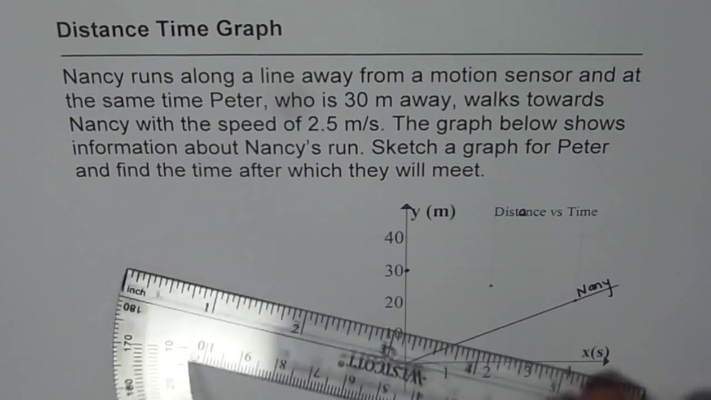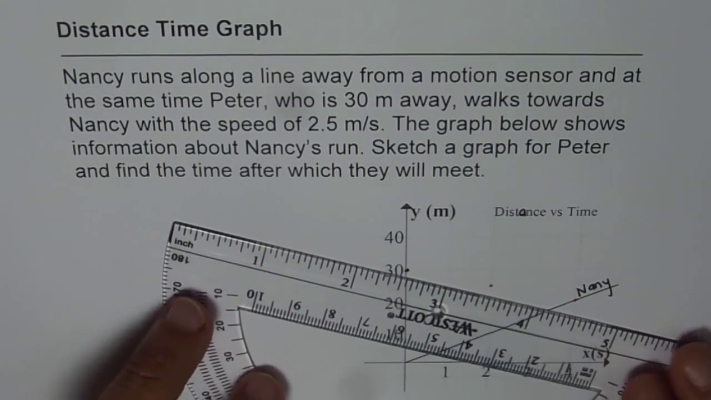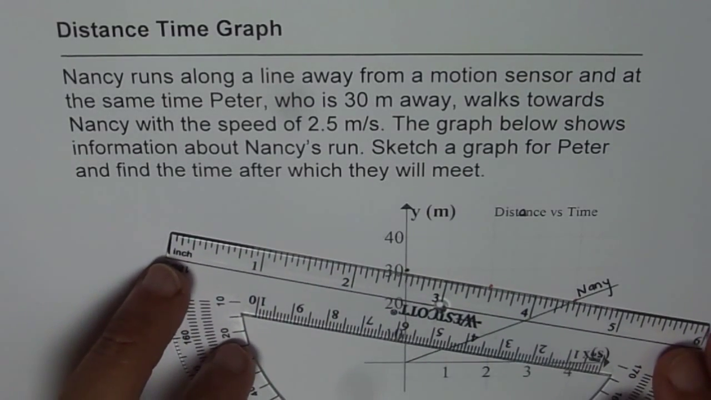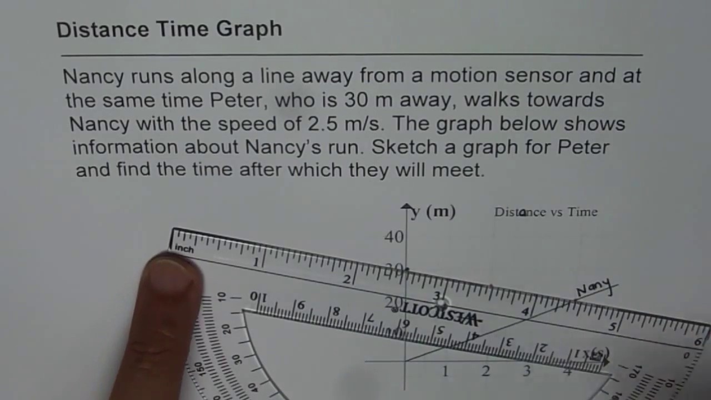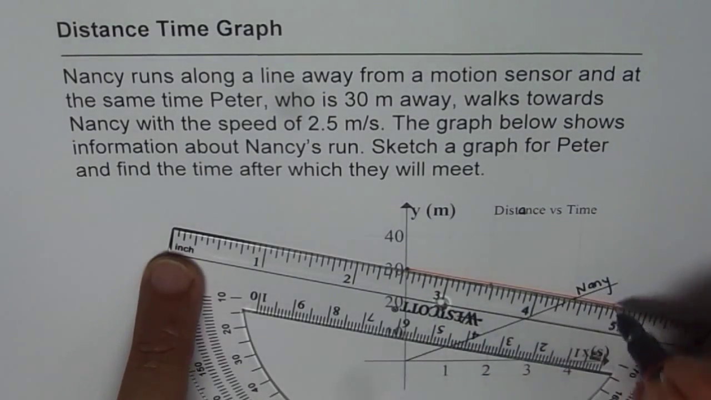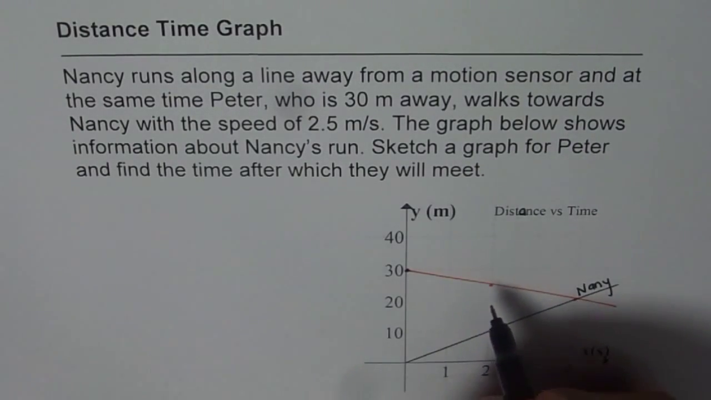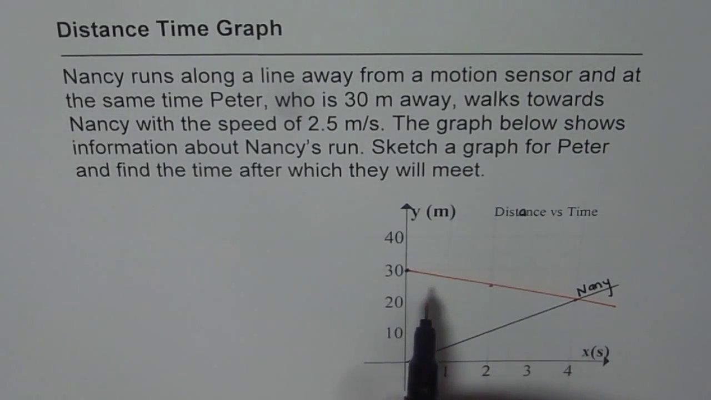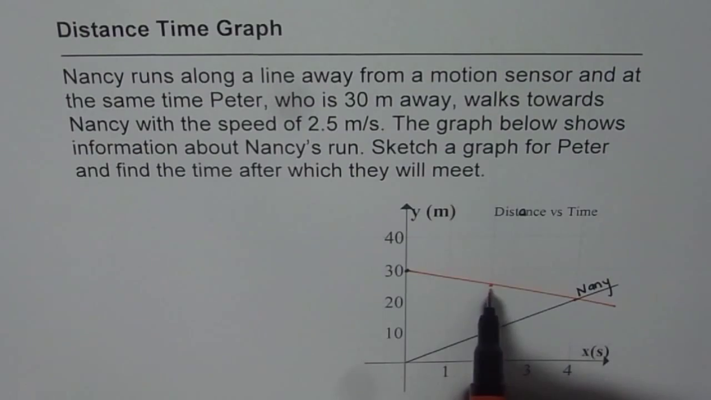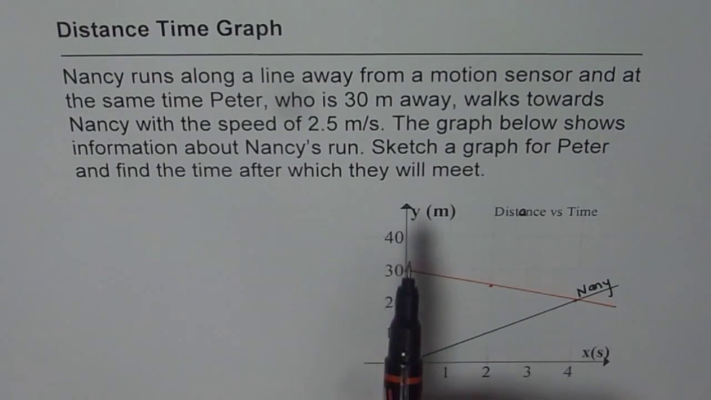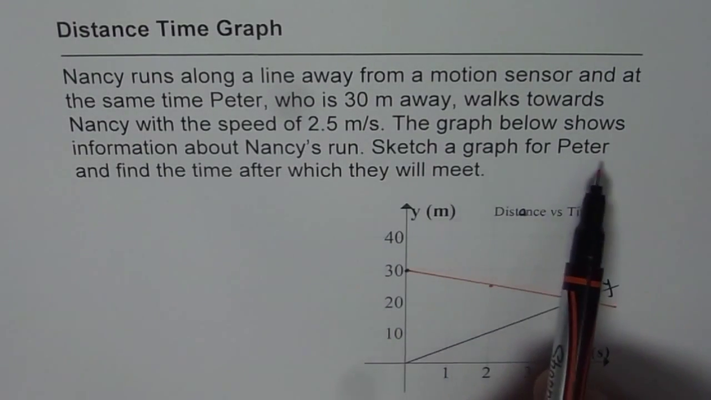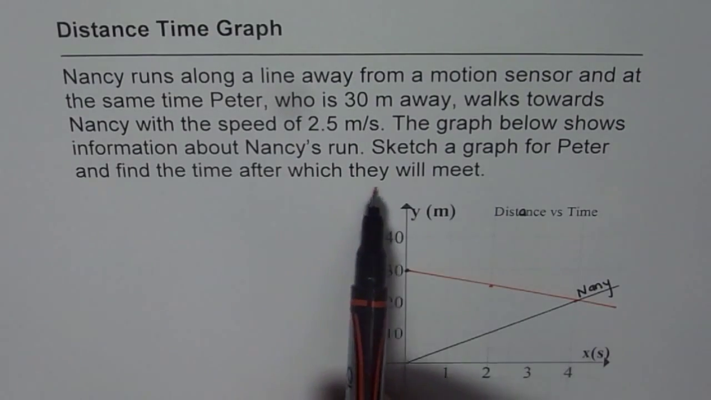So if I join these points, I get the graph for Peter, right? So we can join these points. Once we join them, we get graph for Peter. Now clearly it shows that Peter is walking towards Nancy, therefore the distance is kind of decreasing between the two, right? Now the question is, sketch the graph for Peter and find the time after which they will meet.